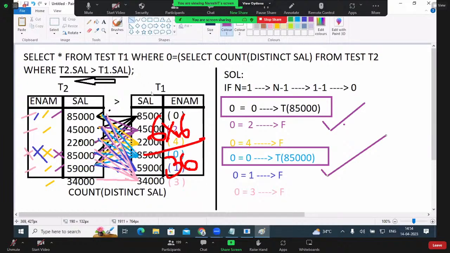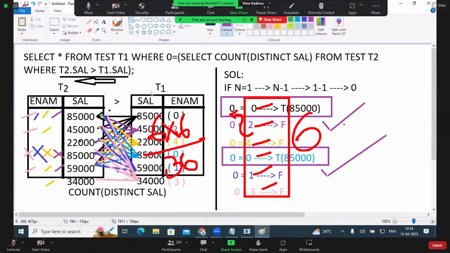How many comparisons? 36 times comparing. Whatever came, the values 1, 0, 2, 4, 0, 1, 3. These are what now? Inner query values. So after 36, that is 6 into 6, the inner query values came to you. Again, these inner query values are compared with the 0. How many times? Again, 6 times. So 36 plus 6 times, total 42 seconds.